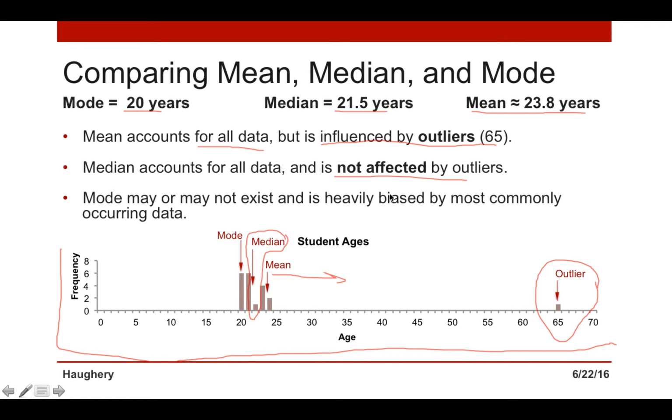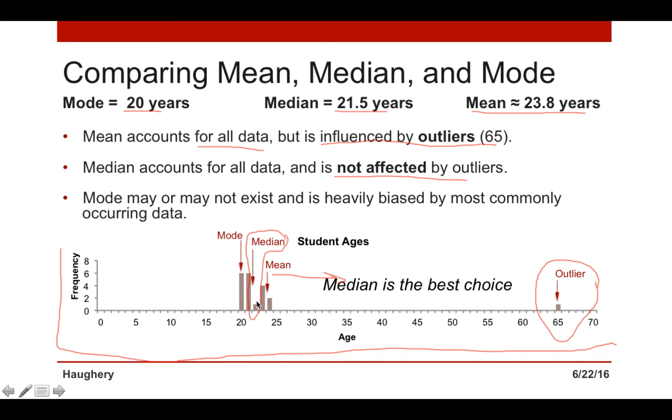So these are the three different statistics we could use, along with the things that affect them in a data set. In this situation, I would propose that the median is the best choice for showing the middle of the data, because the outlier exists and the median is not affected by it.